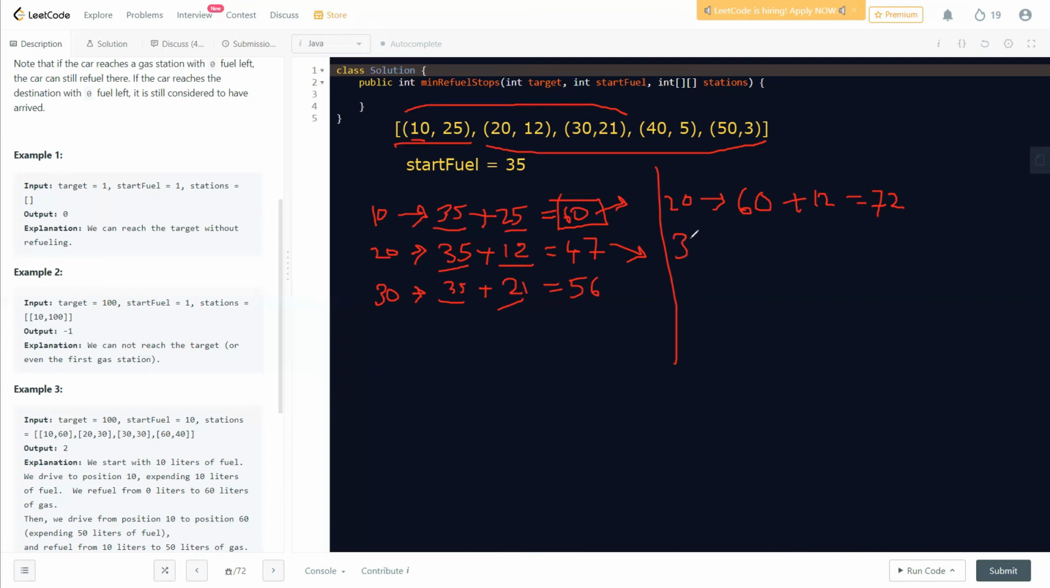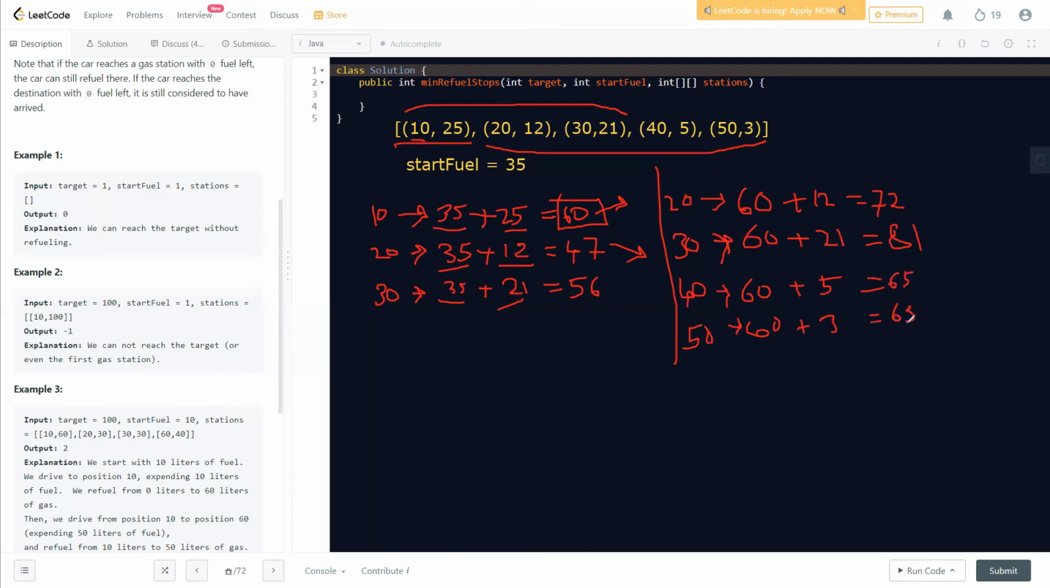If we make a second stop at 30, we can reach a distance of 60, our initial fuel after the first stop, and then add it to 21. So we can reach a distance of 81 miles. Similarly, if we make a stop at 40 or 50, how much distance can we cover? We can cover our 60 plus how much fuel we got, 5, and how much we got, 3. So it's 65 and then 63.